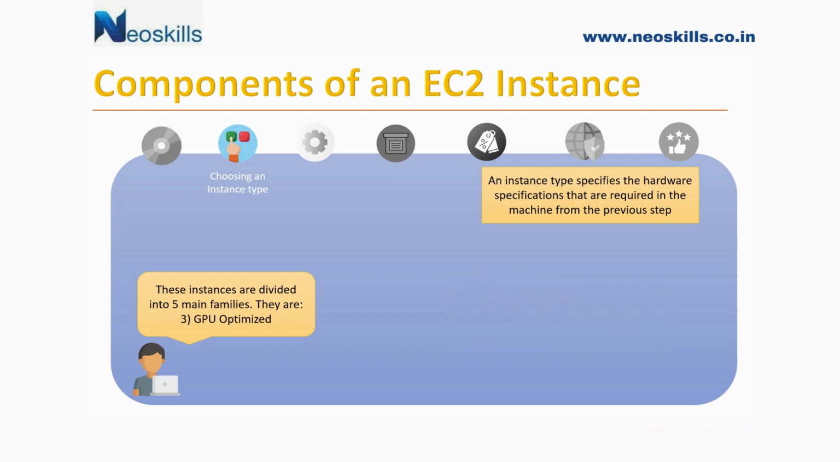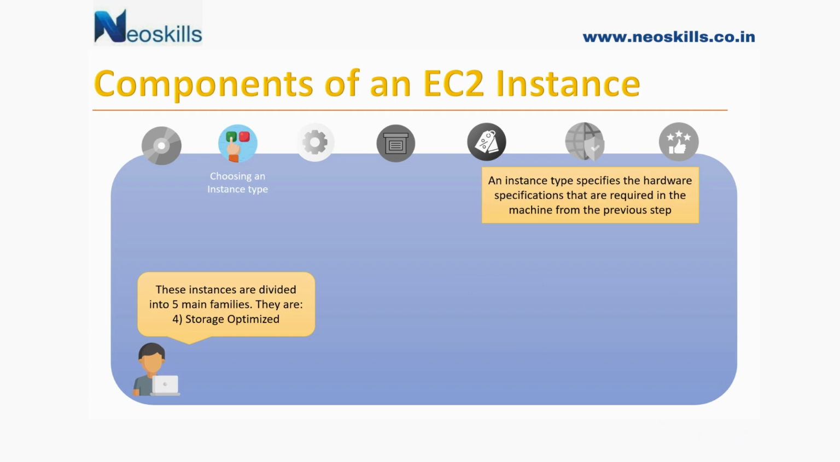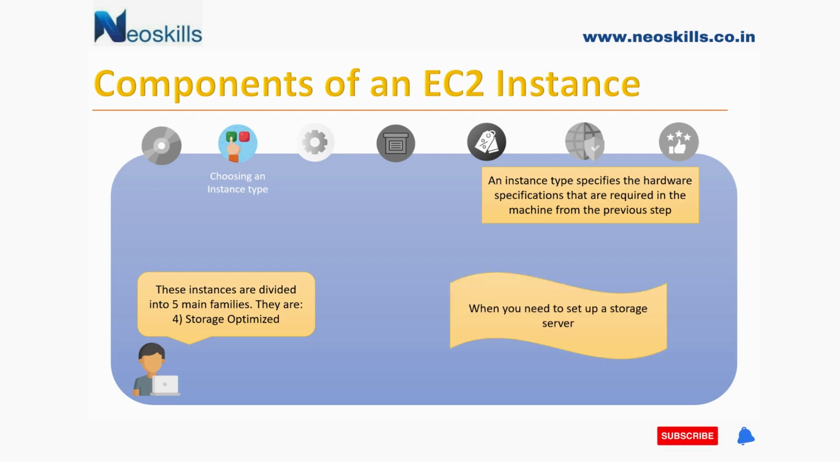And the third one is the instance that comes with GPU, called GPU optimized. GPU stands for Graphical Processing Unit, and this is very good for applications that deal with gaming. This is very good for applications that are going to require large graphical capability. And storage optimized, the fourth option. Just like the name says, this is a very good use case for storage services.